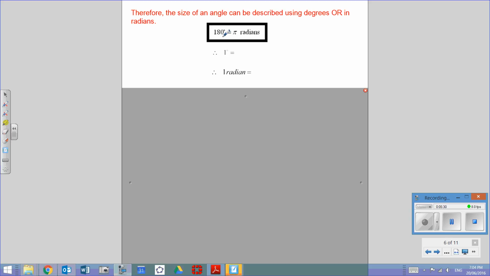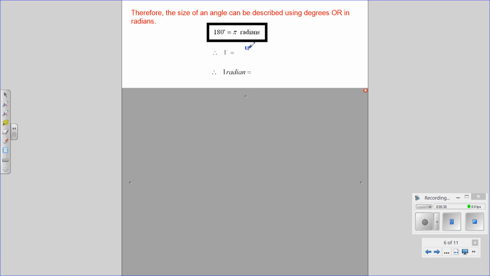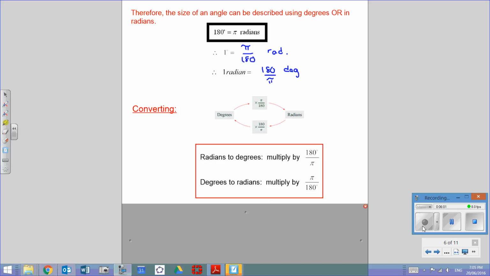So therefore, if we know 180 degrees is equal to pi radians, 1 degree would be as if we divided by 180. So we would get pi over 180 for our radians. You can write RAD. And if we have 1 radian, if I want to reduce pi down to 1, I divide by pi. So I'll get 180 divided by pi, and then we'll be left with our degrees. Therefore, to convert radians to degrees, we multiply by 180 over pi, and to get degrees to radians, we multiply by pi over 180.